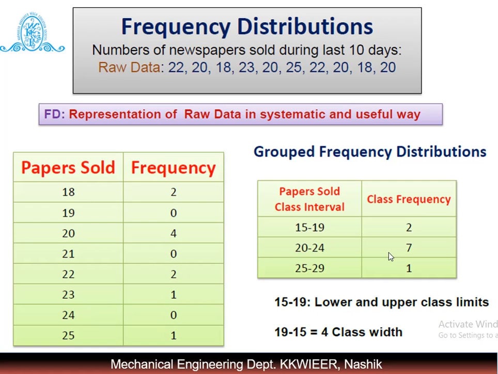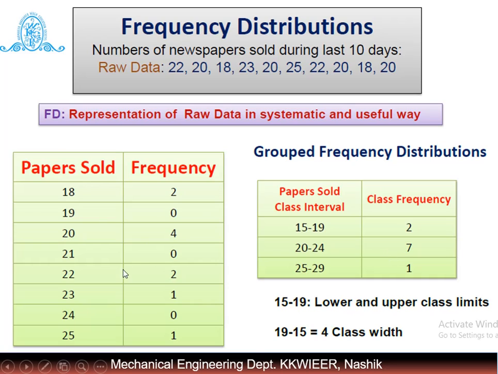Then frequency distribution. What is meant by frequency distribution? Suppose you take the example of number of newspapers sold during the last 10 years. The raw data is somewhere like 22, 20, 18, 23, 20, 25, likewise. So frequency distribution is the representation of the raw data in a symmetric, systematic and useful way.